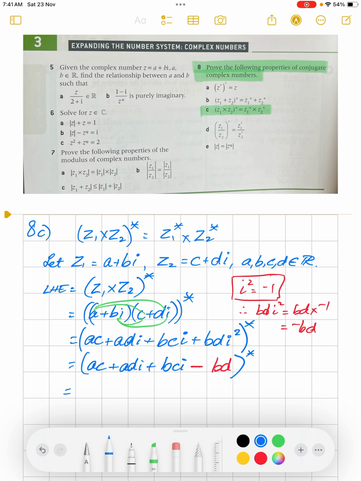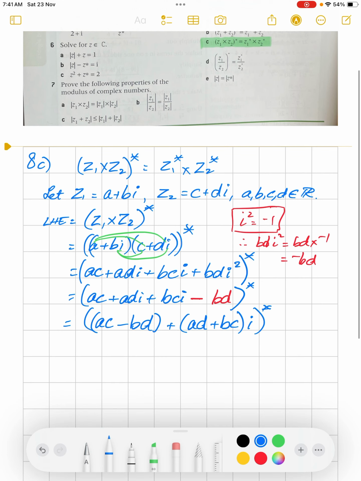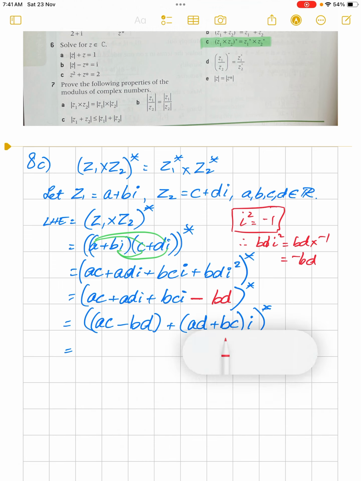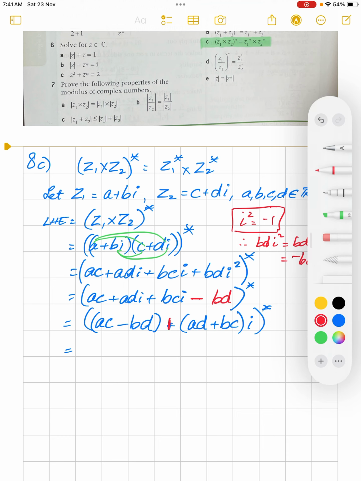Let's put the real parts together. So the real parts are AC minus BD, and I'll just group that. And the imaginary parts are AD plus BC, that's I. And the conjugate will be the same. If that's a plus, then our conjugate simply has a minus. So we'll have AC minus BD minus AD plus BC I. Okay, we've done the left-hand expression.